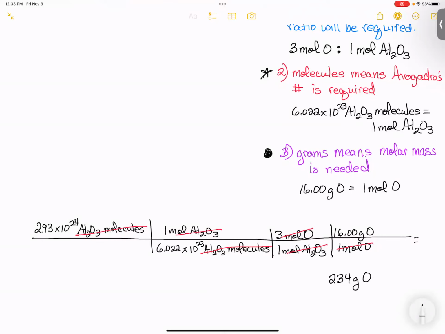Okay, so how come you didn't cancel out the whole thing? So you did the first cancellation for the molecules. When you did the cancellations for the Al2O3, you canceled out the whole numbers, like the entire thing. How can you do the same thing for the one molecule?